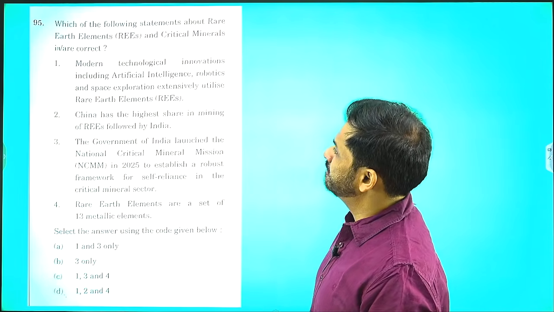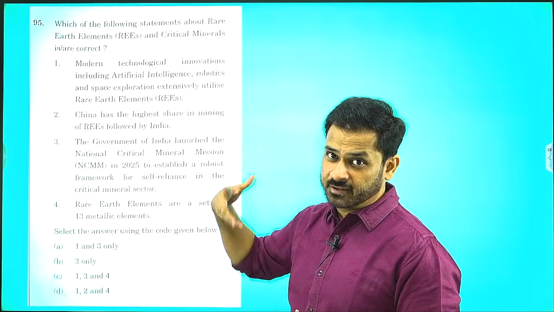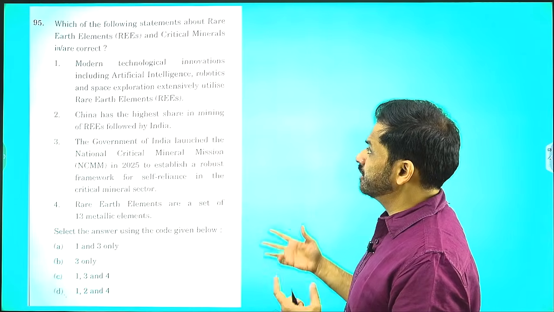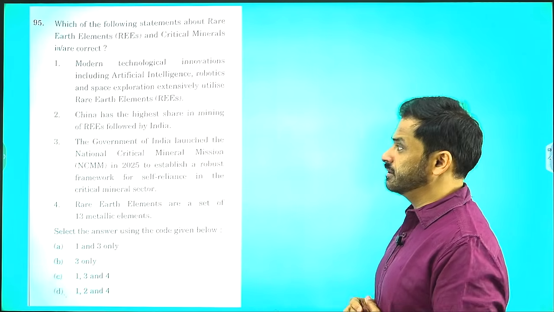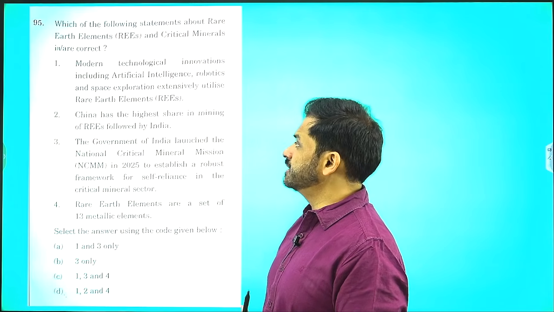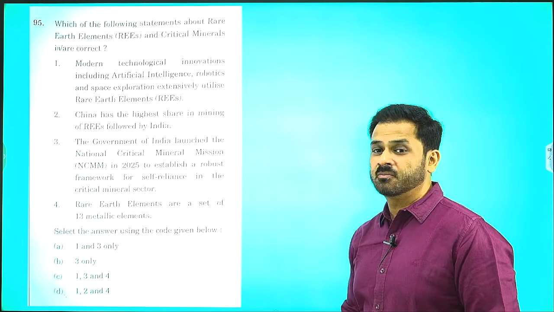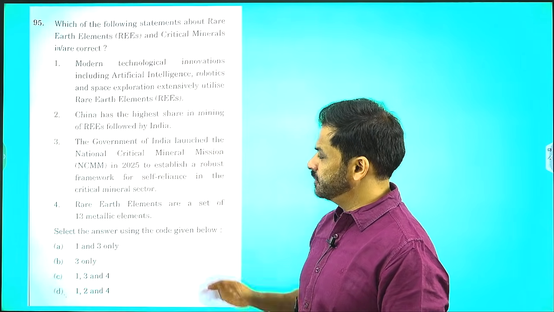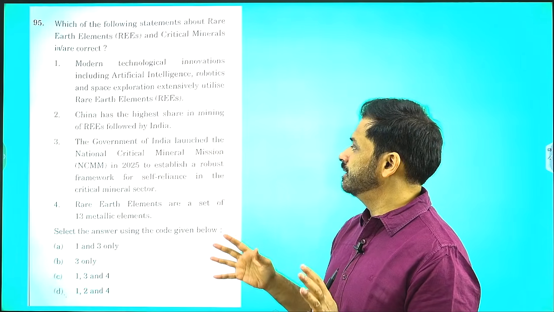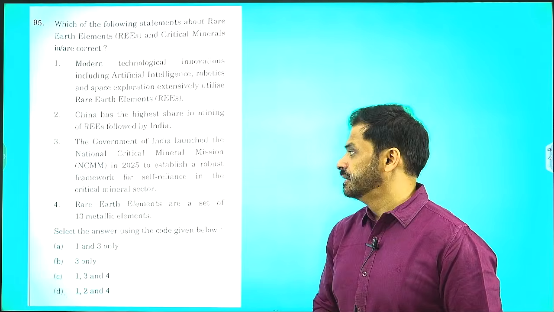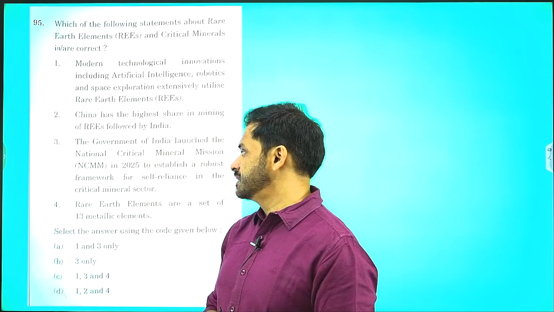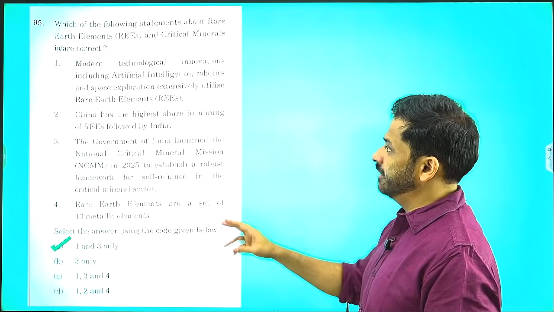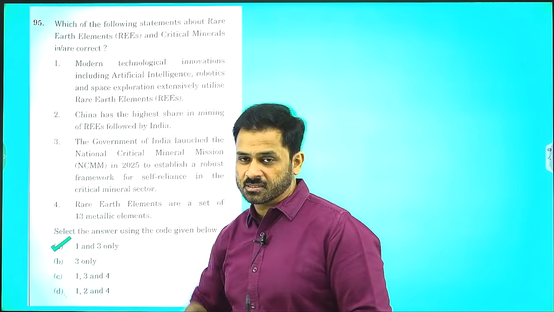So the first statement, modern technological innovation: of course, rare earth elements have become important because of modern technologies like AI and digital technologies, robotics, space exploration, which use rare earth elements. So the first statement is correct. China has the highest share in mining of REEs, followed by India, is not correct. It is the US. The Government of India launched a National Critical Mineral Mission in 2025 to establish a robust framework for self-reliance in the critical mineral sector. This is also correct. And this is wrong again. So here the answer will be A. The first and the third statements are both correct.